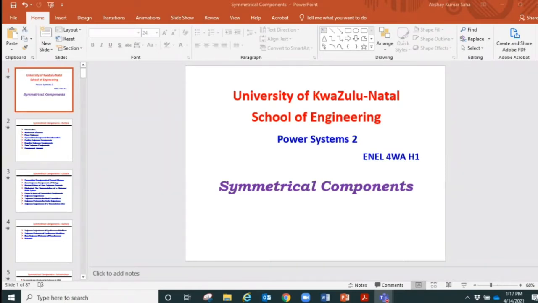And asymmetrical faults are the major faults in a power system, meaning there are a number of faults that occur in a power system. If we classify them in terms of percentage, about 5% of the time you will get a three-phase or symmetrical fault, and more than 90% of the time you will get an asymmetrical fault. Because of that asymmetrical fault, the system becomes unbalanced. And unbalanced means what? The voltages become different for each of those phases.